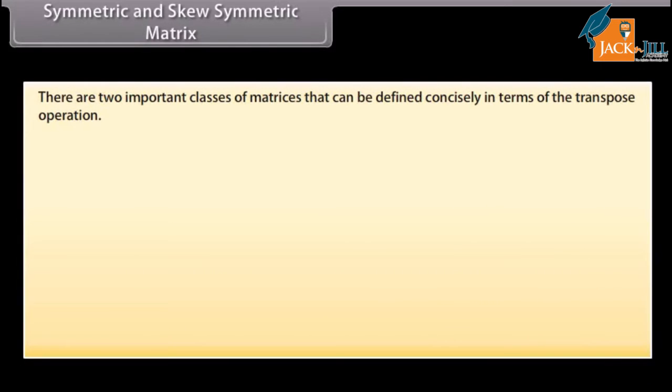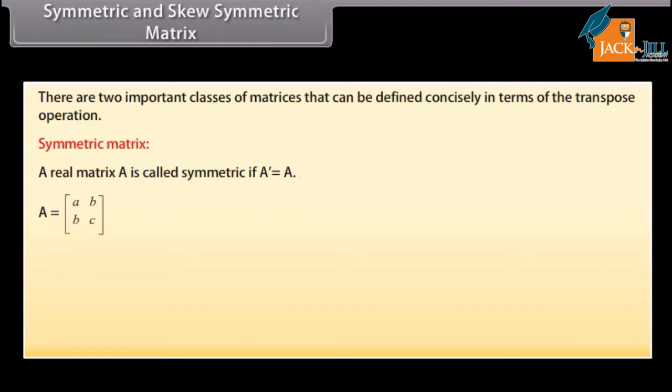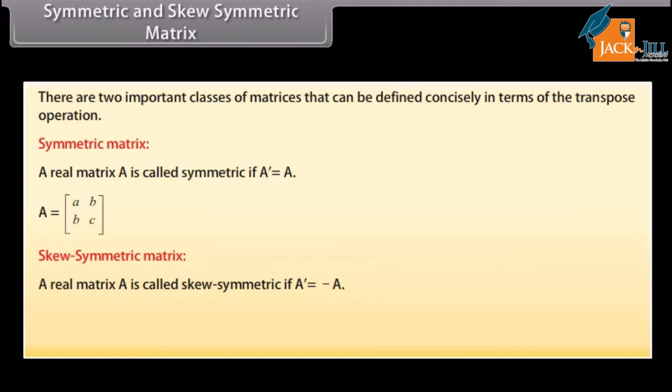Symmetric and skew-symmetric matrix. There are two important classes of matrices that can be defined concisely in terms of the transpose operation. Symmetric matrix. A real matrix A is called symmetric if transpose of matrix A is equal to matrix A. A is a general 2 by 2 symmetric matrix. Skew-symmetric matrix. A real matrix A is called skew-symmetric if transpose of matrix A is equal to minus matrix A. Here, A is a general 2 by 2 skew-symmetric matrix.